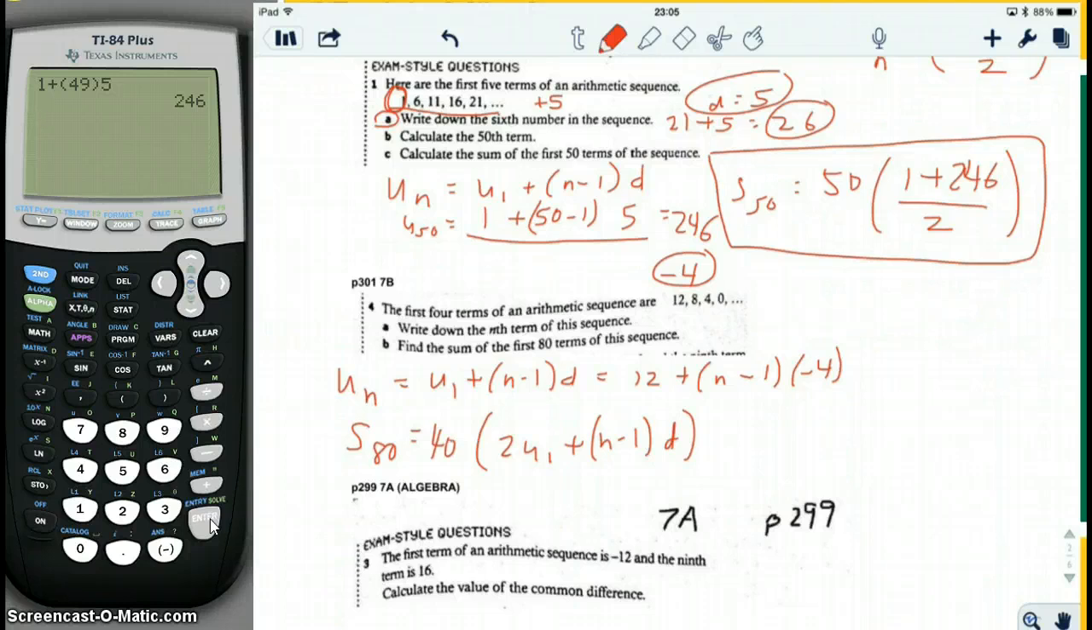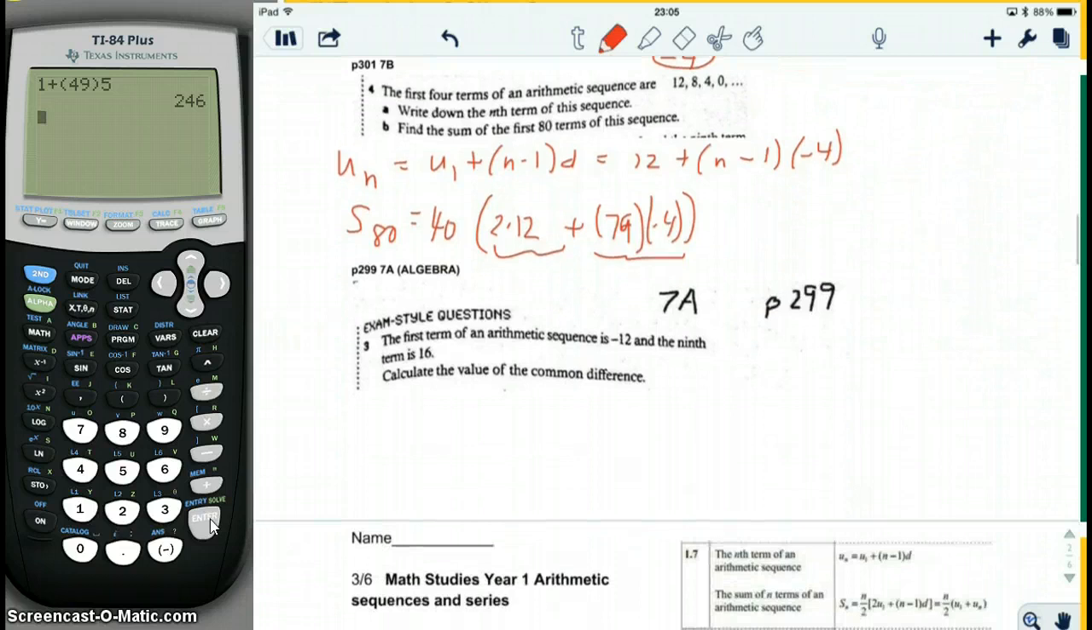u1 is 12, right? So it's actually 2 times 12. N minus 1 is 79. And d is negative 4. Okay? So you just need to multiply that out. You multiply these two, you multiply these two, and you add them, and then you multiply by 40. And that is the sum of the first 80 terms.